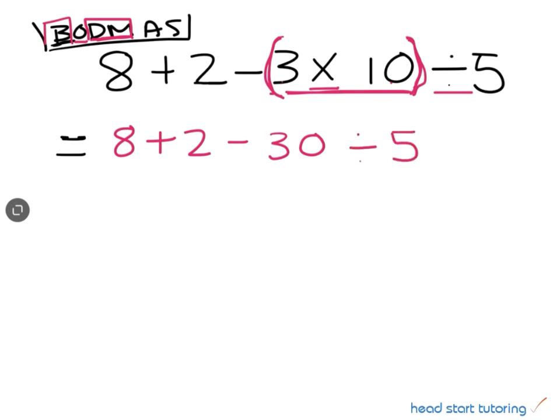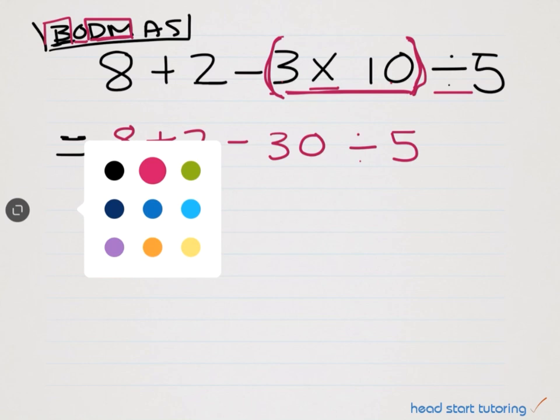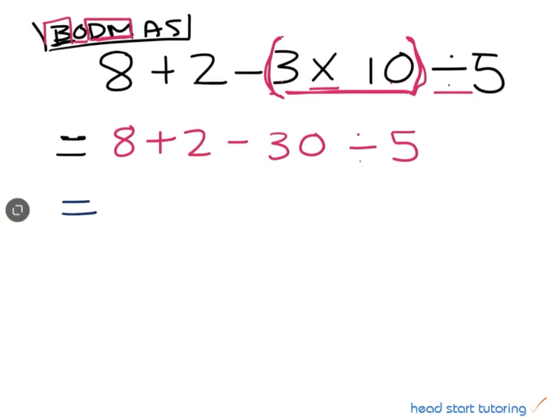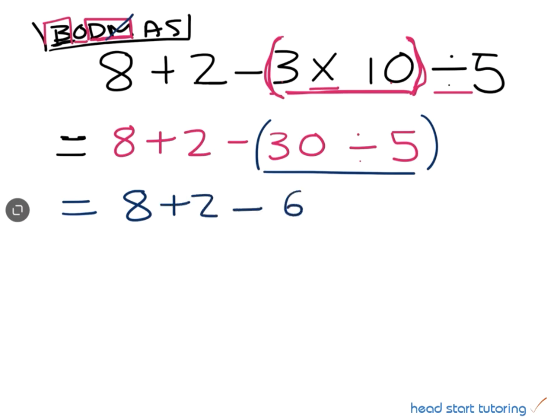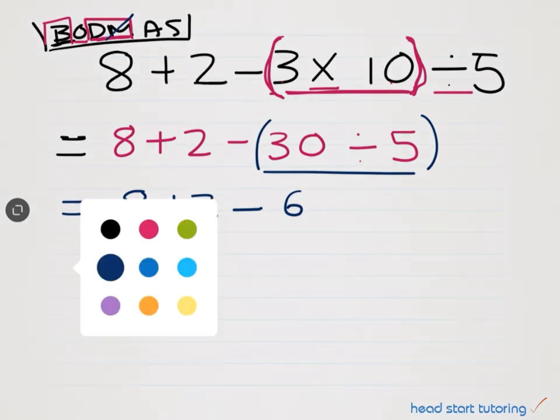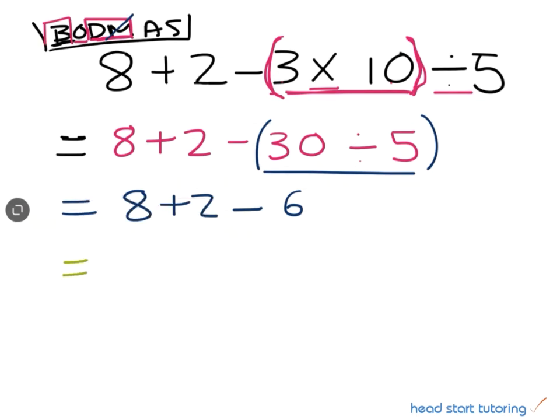Okay, so now we move on to our next line. Now we need to see, okay, we've done the multiplication. Now we need to do our division. Okay, there's our division. So we put that in brackets. We say 8 plus 2 and we minus. What's our answer? 30 divided by 5 is 6. Right. So now we can move on to our next line.